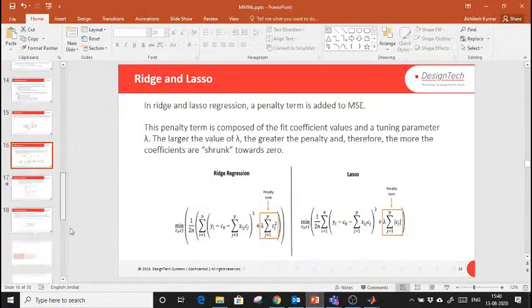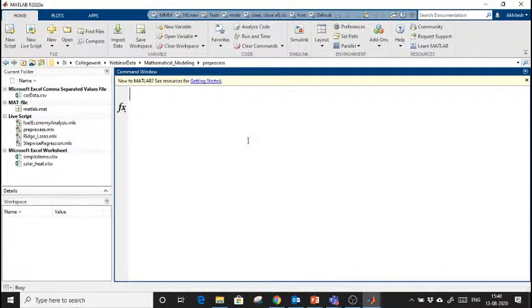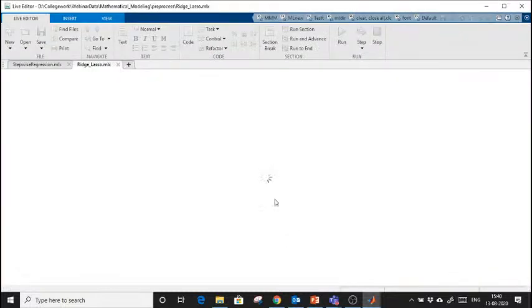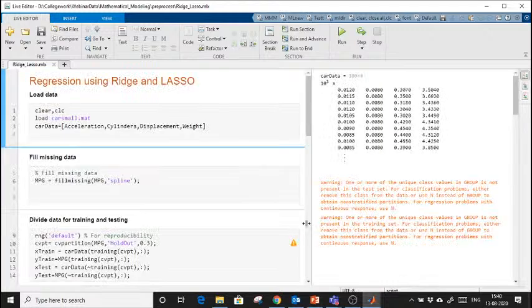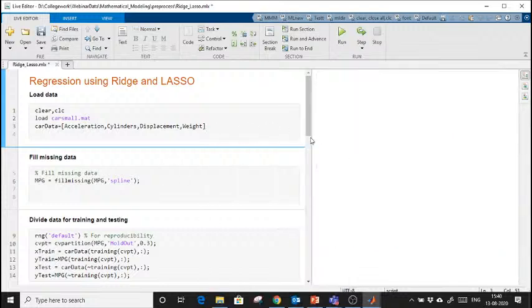And later we will also see optimization, what optimization is and how we can utilize optimization techniques. In optimization I am going to show you a linear optimization. It is a very good example which I am going to take, but before that let's see how Ridge and Lasso actually work.